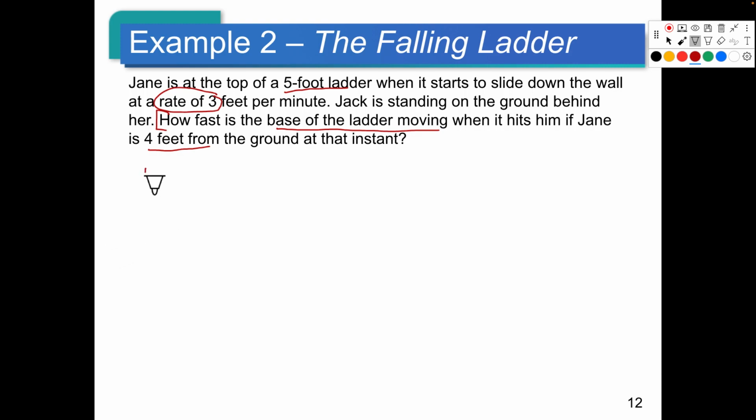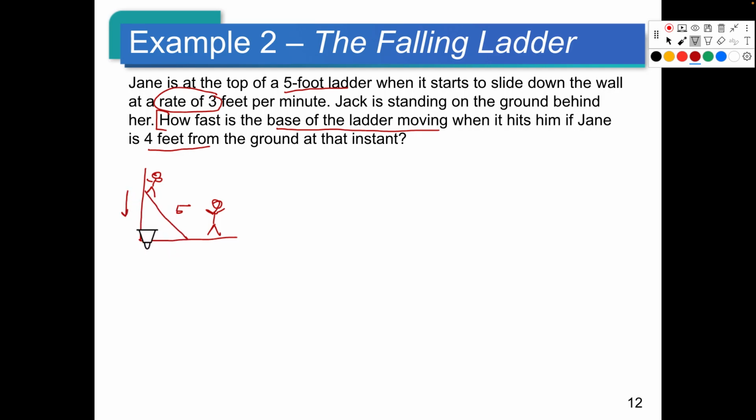So we've got a wall. I guess we've got a floor. We've got a ladder that's leaning against here. We know the ladder is 5 feet. We've got Jane up here at the top. And we got Jack down here somewhere. And we've got the ladder moving down the wall.